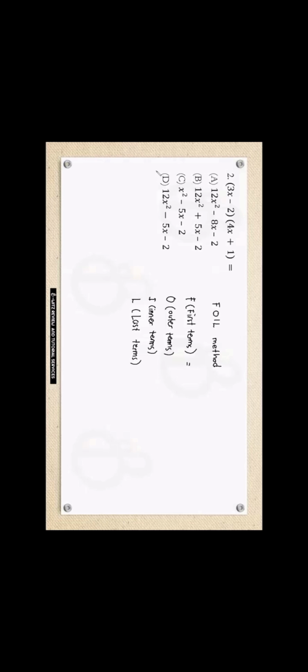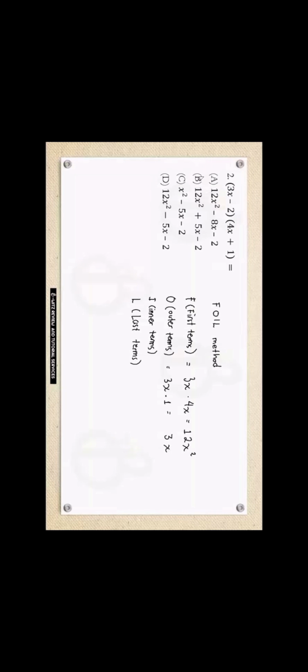Now let's try to take a look at the first terms here. Given our binomials, 3x minus 2 and 4x plus 1, we have the first terms as 3x and 4x. Multiply these two will give us a product 12x squared. For the outer terms, we have 3x and positive 1. Multiply them again, we have 3x times 1 will give us a product 3x.